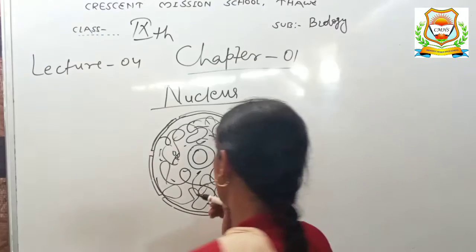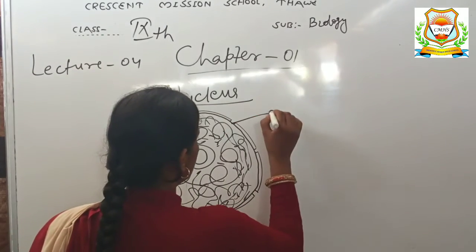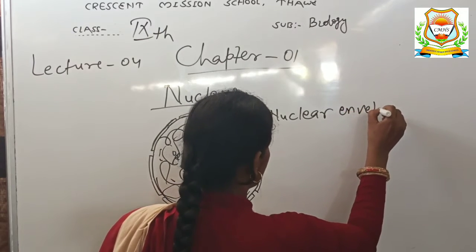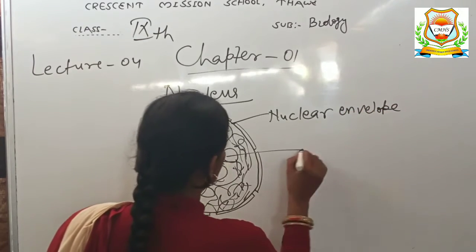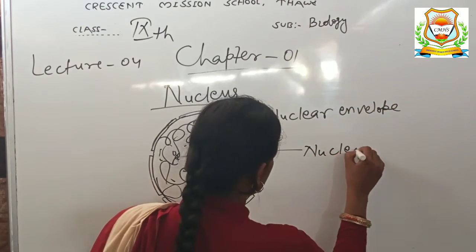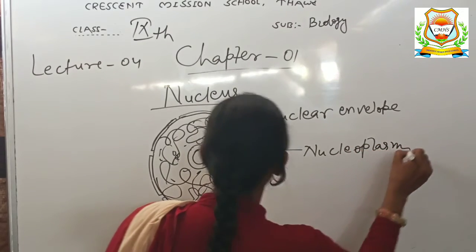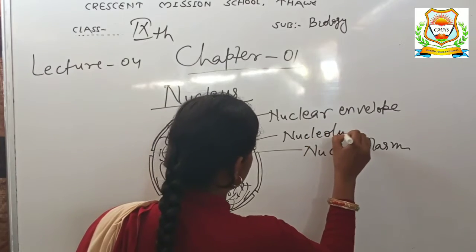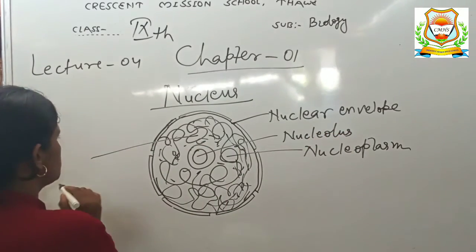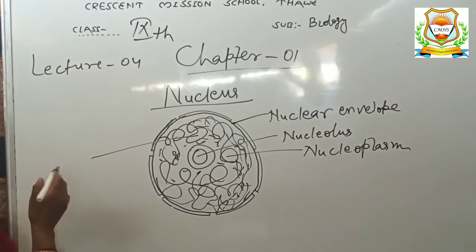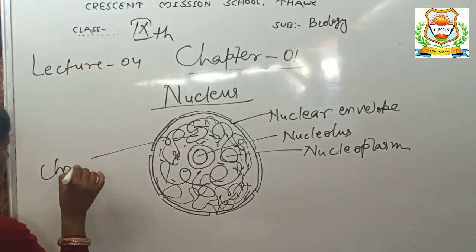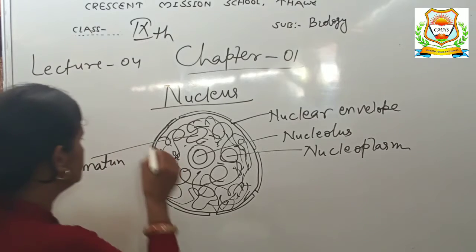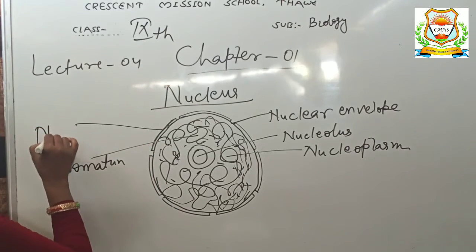This is the structure of a nucleus. This is called nuclear envelope. This is nucleoplasm. Inside the nucleus there is a nucleolus and the tangled mass of thread-like structure called chromatin. Nuclear membrane.